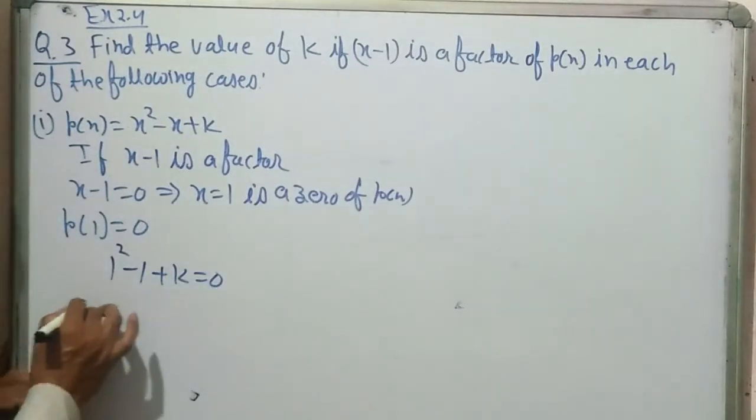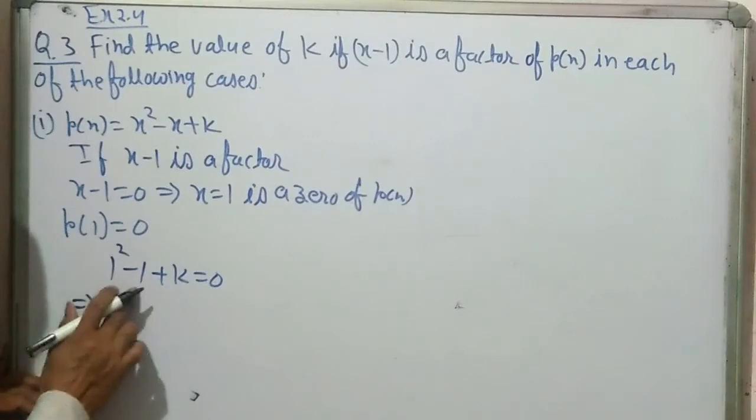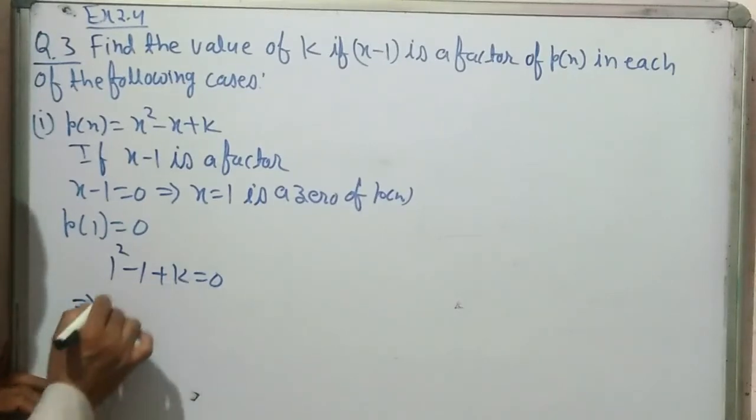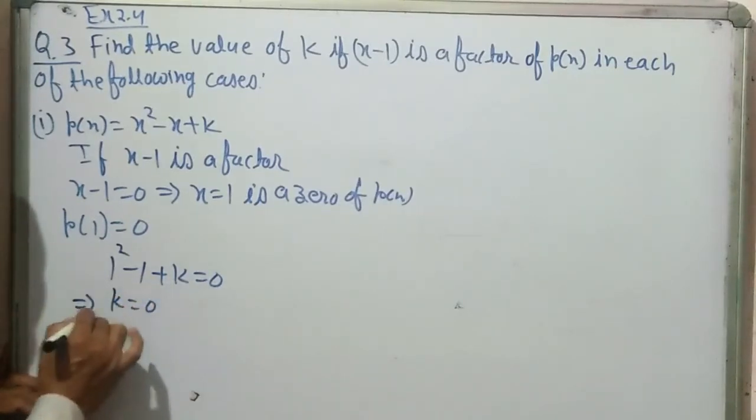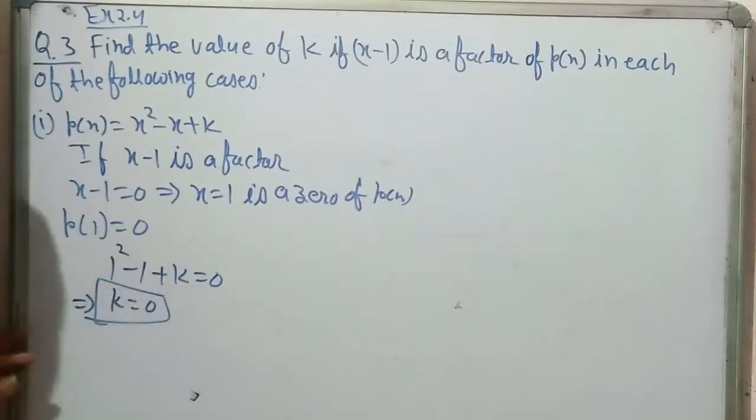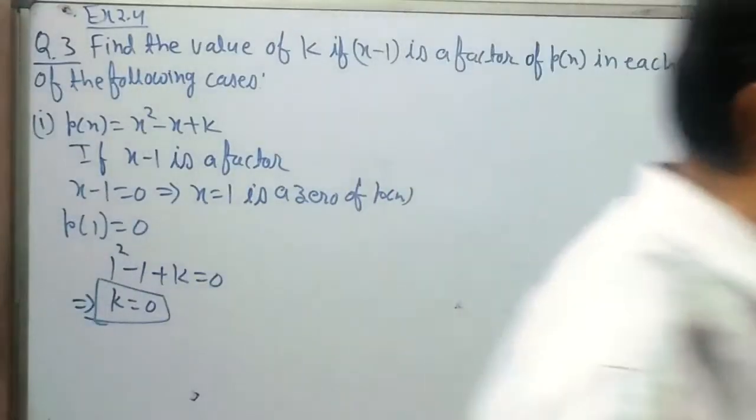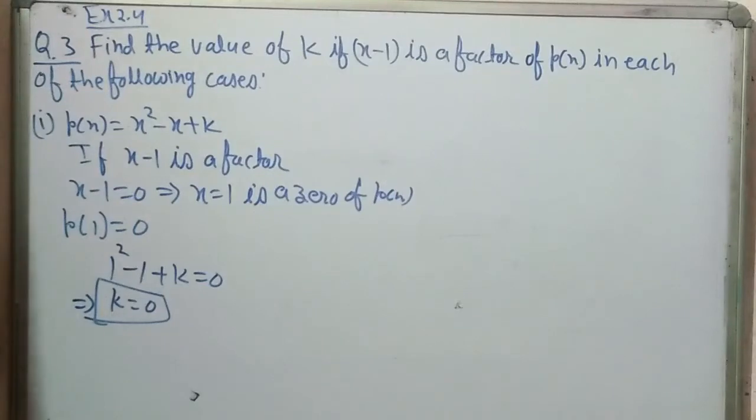This implies that 1 minus 1 is 0. So k should be equal to 0. So in this particular case, we can say the constant term will not be there, so that x minus 1 is a factor of this particular polynomial. Right? The same method remains valid for almost many kinds of questions.